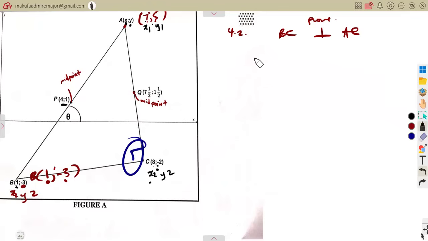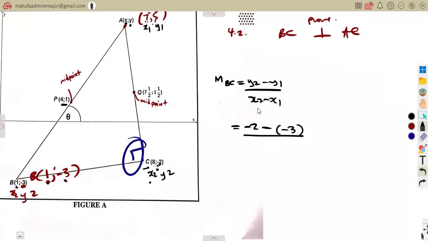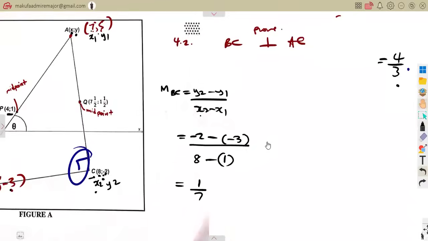So what is the gradient of BC? Remember, the change in y over the change in x. We have got the points B and C in this case. So y2 minus y1 over x2 minus x1. We substitute y2 on C, which is -2, minus y1 on B, which is -3, over x2 on C, that is 8, minus x1, which is 1 on point B. That gives us 1/7. That's the gradient of BC.